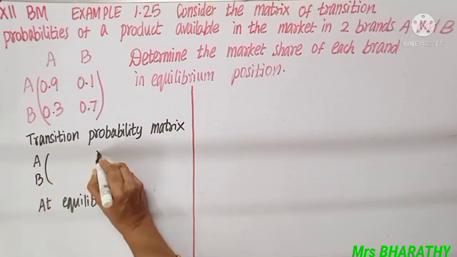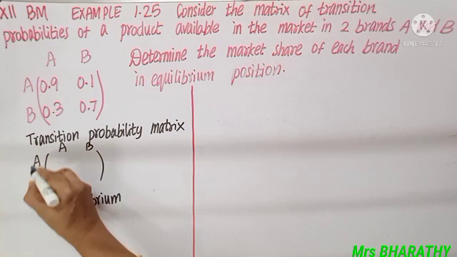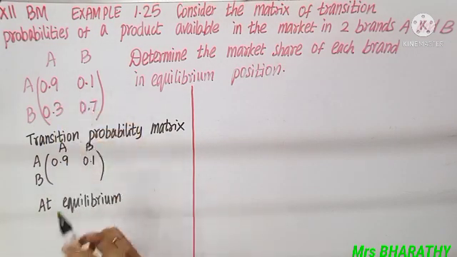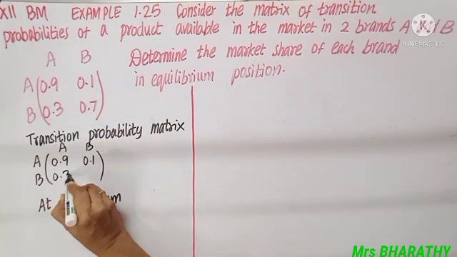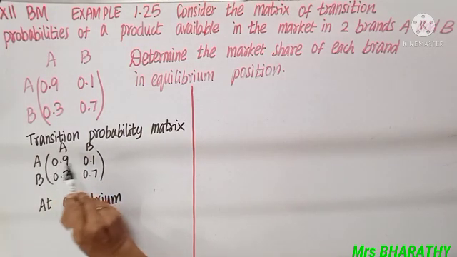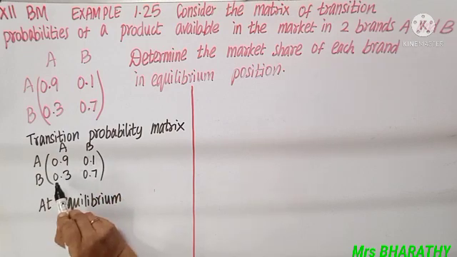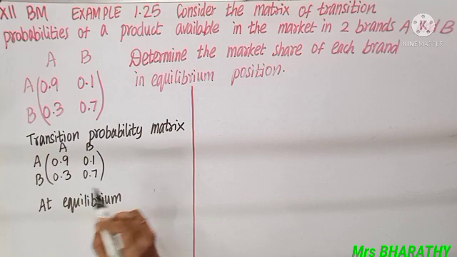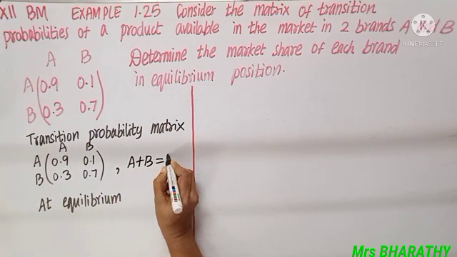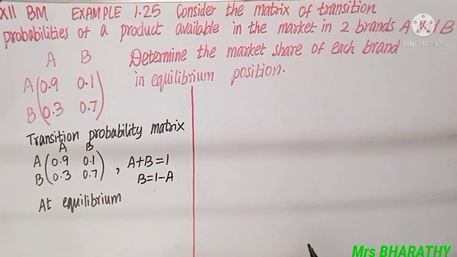A, B, the two brands, let us write on top as well as in the side. The values are 0.9, 0.1, 0.3, 0.7. Ensure that the total is 1. 0.9 plus 0.1 is 1. 0.3 plus 0.7 is 1. So always I can declare A plus B is 1 or B equals 1 minus A.